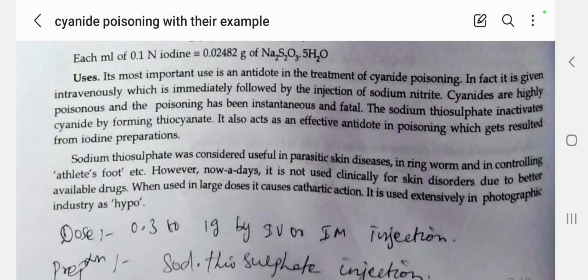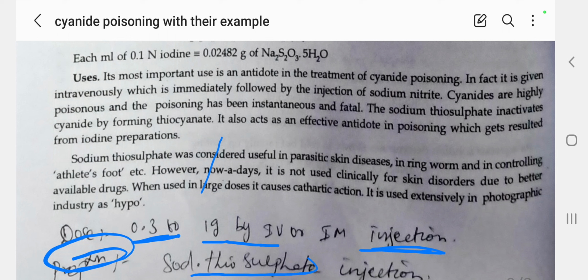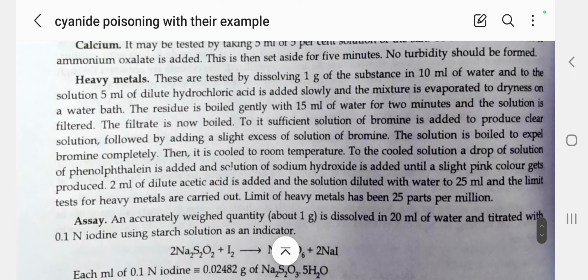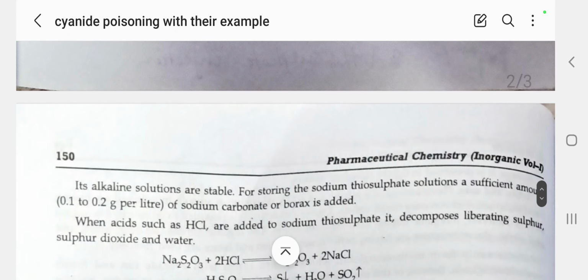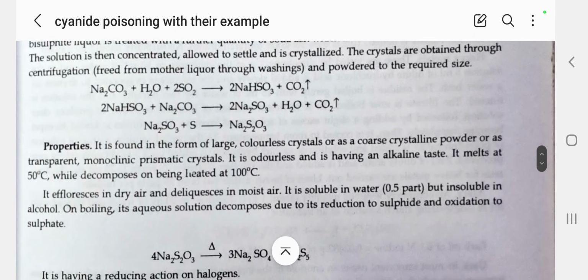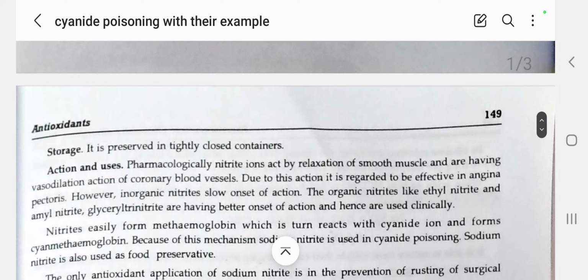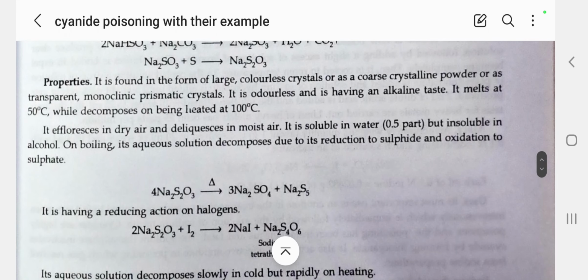Let's see the dose level: 0.3 to 1 gram by IV, intravenous, or IM, intramuscular injection. What formulations are available? Sodium thiosulphate injection forms are available. These are the two most important drugs used for the treatment of cyanide poisoning, sodium nitrite and sodium thiosulphate. Thank you.